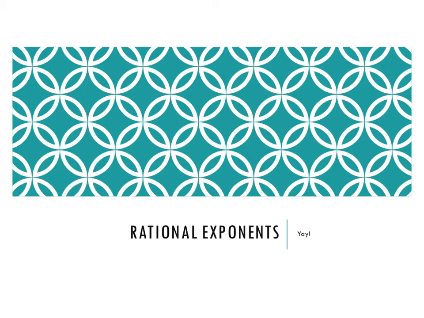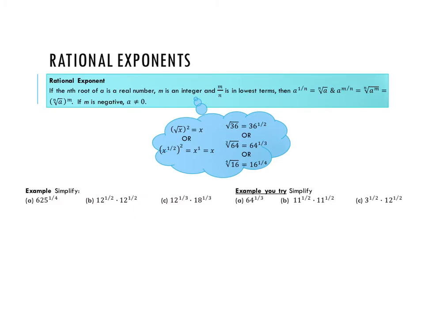Today we will be simplifying expressions with rational exponents. So if you look at the top box, we have: if the nth root of a is a real number, m is an integer, and m over n is in lowest terms, then a to the 1 over n equals the nth root of a, and a to the m over n power is the nth root of a to the m power, which is the nth root of a, to the m power. If m is negative, a is not equal to 0. So we have some numeric examples.